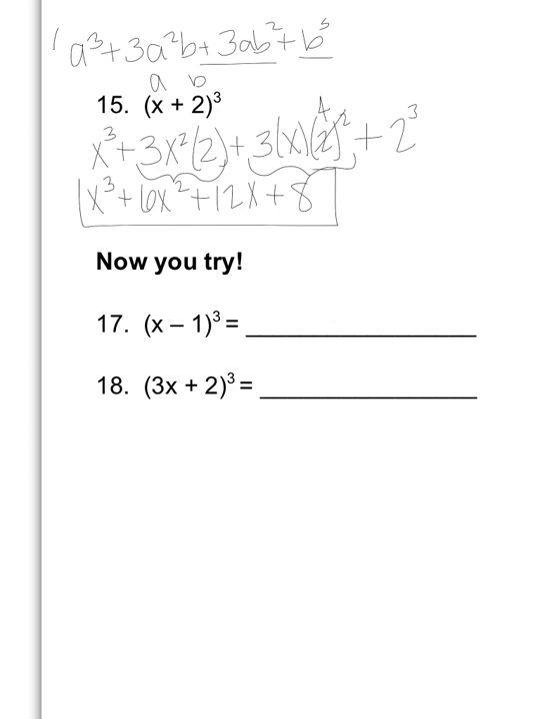So there's our answer. If you don't like using the formula, that's fine, but you would need to make sure you do x plus 2 times x plus 2 times x plus 2. Multiply the first two, get an answer, and then multiply by that third one.